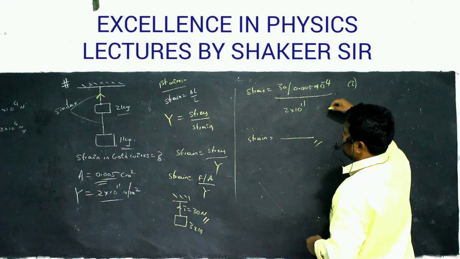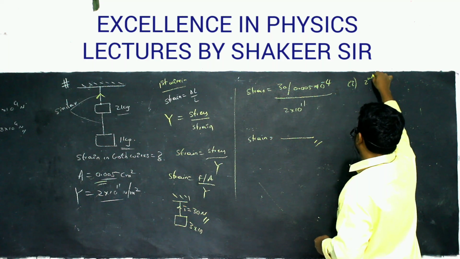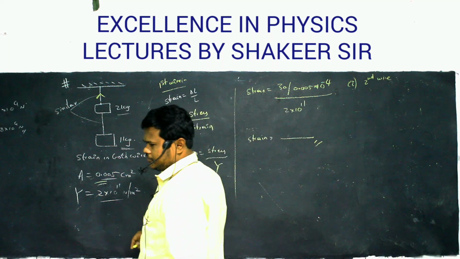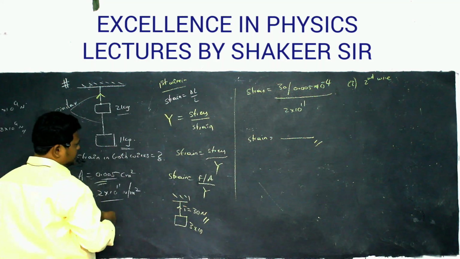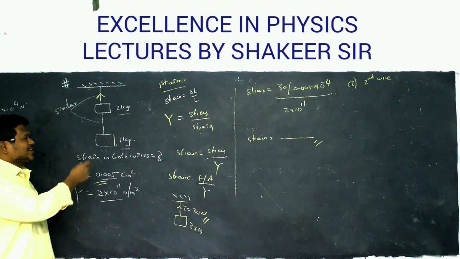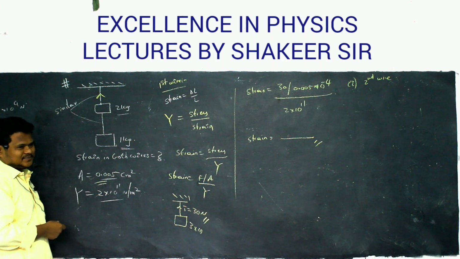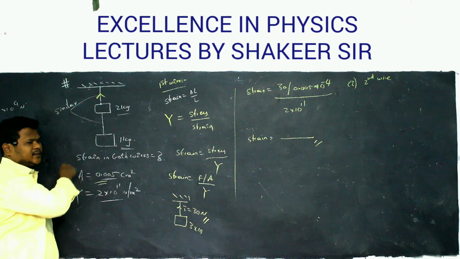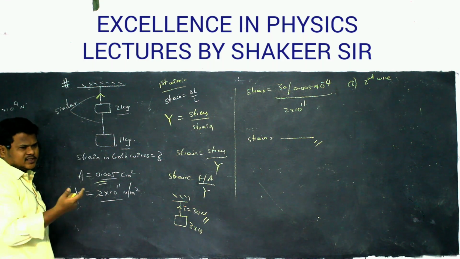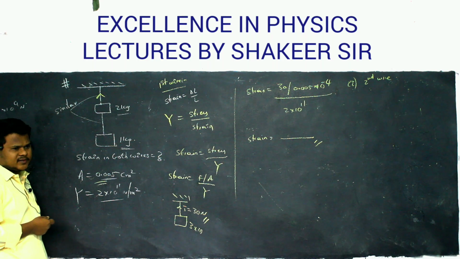He is asking the same strain produced in the second wire also. Now what about the second wire? This is the second wire. Here how can I calculate the strain? Same concept, but only force is changing. In this wire, how much force is acting? Who is producing force in this one? Force is nothing but tension. Who is producing tension in this one?